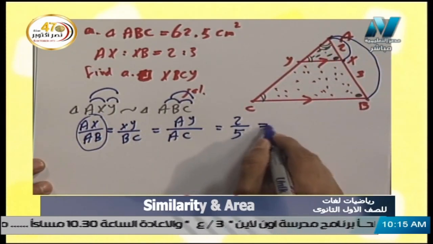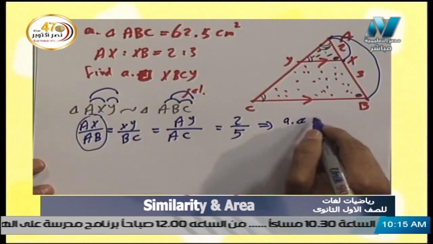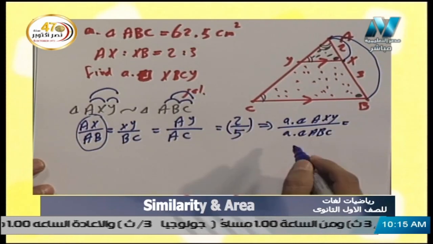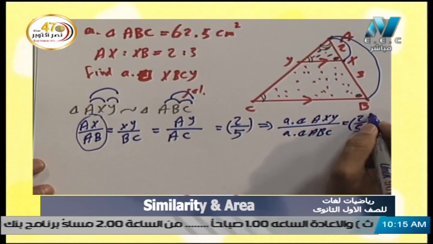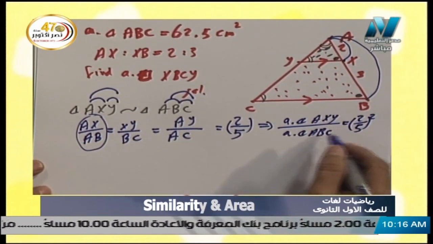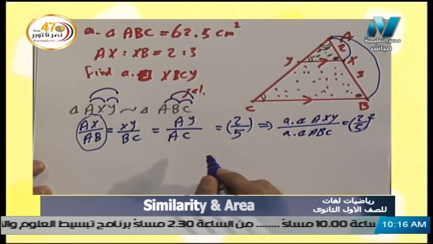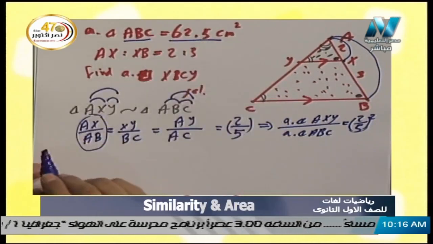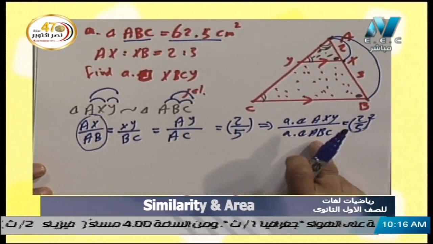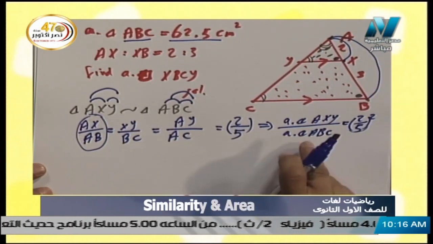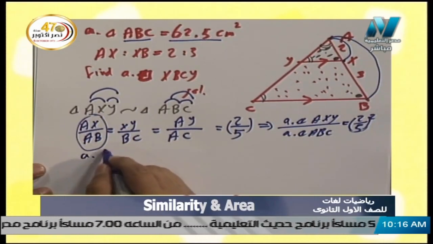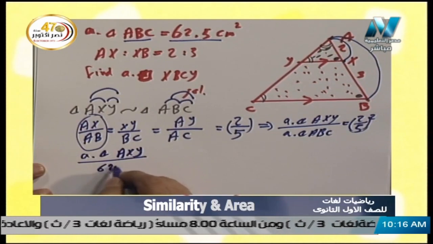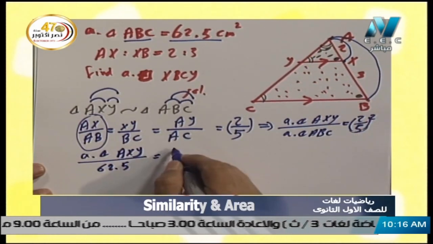Okay? And we know if we talk about the area of triangle AXY over the area of triangle ABC, it will equal 2 over 5 squared, because we know that the ratio between the areas equals the square of the similarity ratio. Now we have the area of triangle ABC, which is the bigger one, in the denominator here, equals 62.5 square centimeters. So by substitution, we will get area of triangle AXY over 62.5 equals 4 over 25.